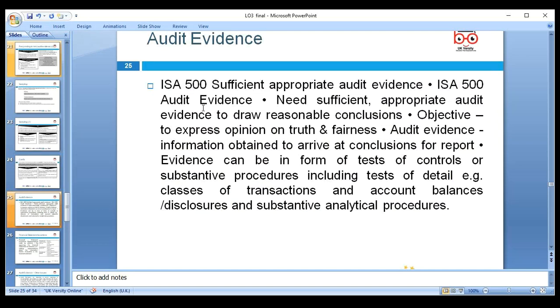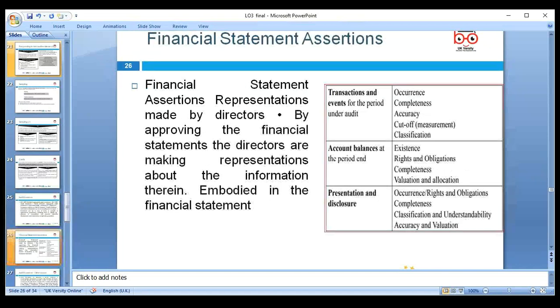we need to make sure we get sufficient appropriate audit evidence to draw a reasonable conclusion, with the objective of expressing an opinion on whether the statements are true and fair. Audit evidence is information used to arrive at the conclusion of the report, and evidence can be obtained from tests of control and substantive procedures, as we discussed earlier as well.